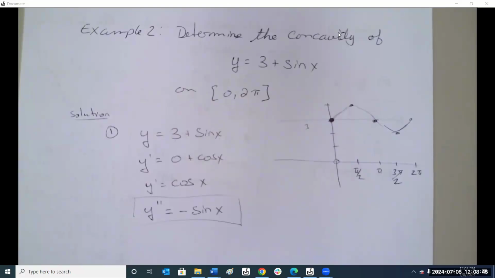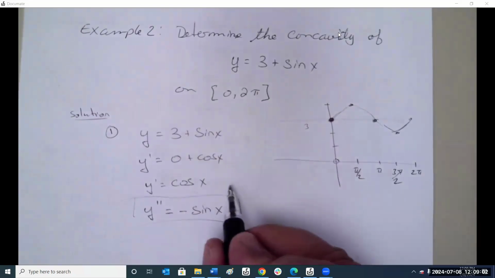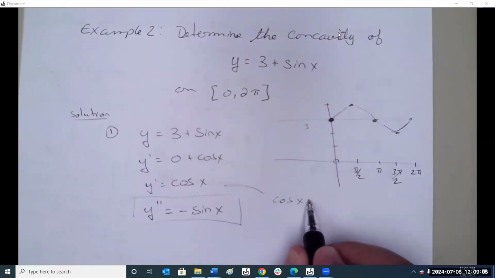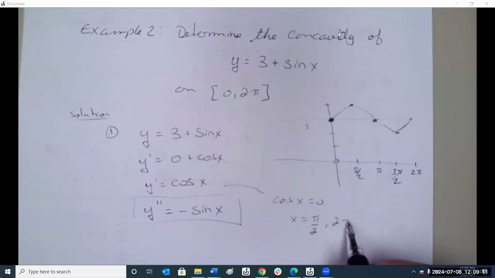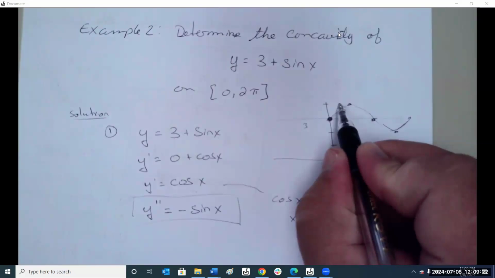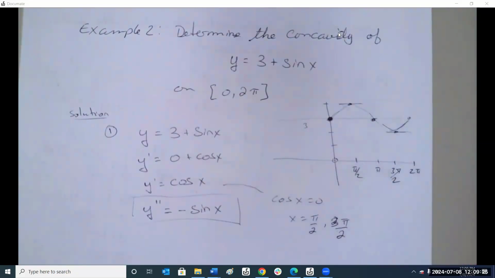We know we're going to have 2 concavities in there. Because where is cosine equal to 0? Remember, we have 2 vertices. Cosine is equal to 0 at pi over 2 and 2 pi. No, pi over 2 and 3 pi over 2. Cosine is 0 when we have the vertices.